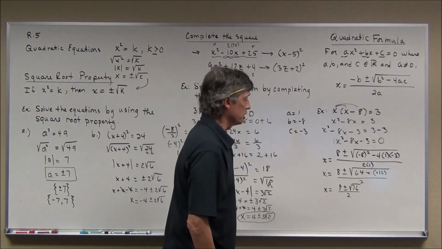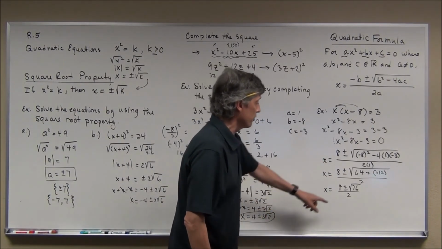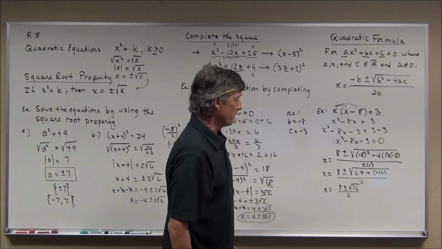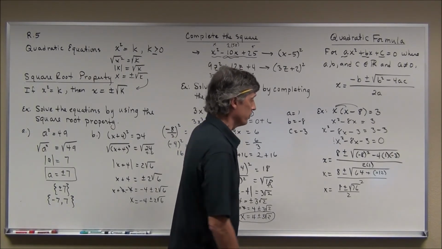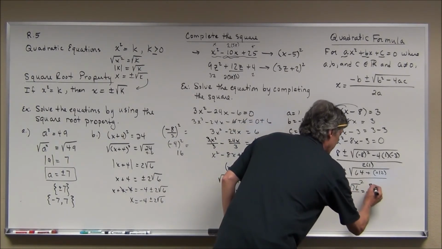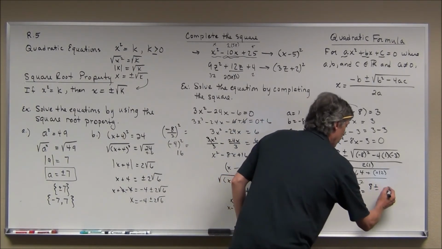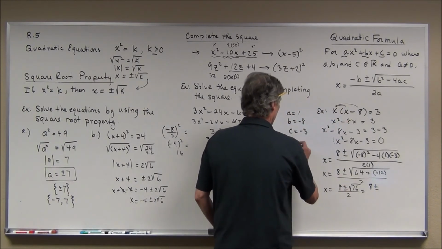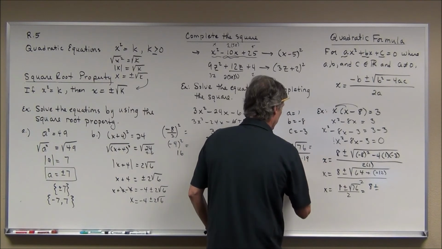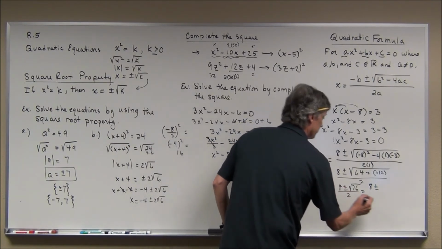And now, I'm not going to stop here. I'm going to simplify this expression. Now the 2 doesn't go into the 76, but 76 has a perfect square factor of 4. This is 4 times 19. So I'm going to rewrite this as 8 plus or minus the square root of 76, a little scratch work here, which is the square root of 4 times 19, which is 2 square roots of 19.